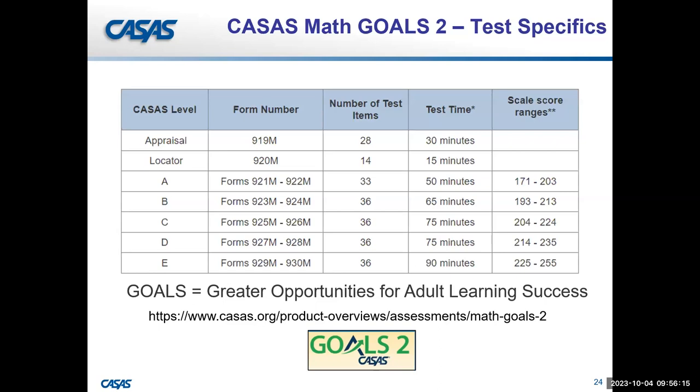There wasn't before, but the locator is shorter. It's designed to more quickly put that student in a level. Sometimes people don't think the locator does it exactly right. The recourse is you can do the appraisal instead. That works just as well.